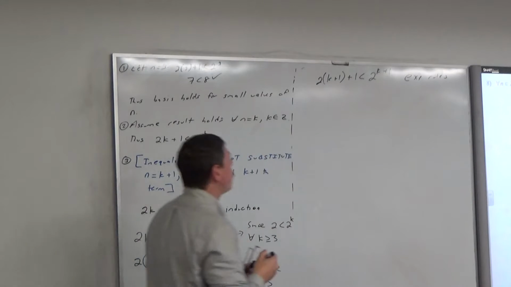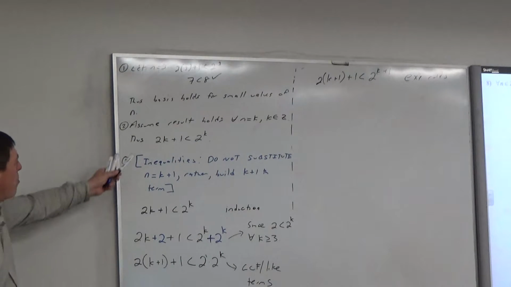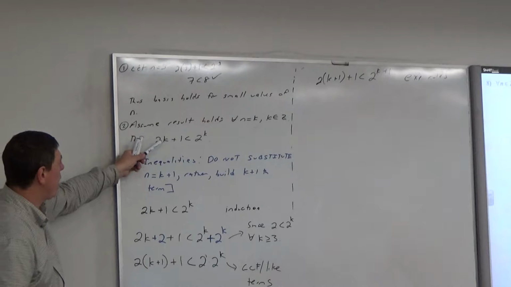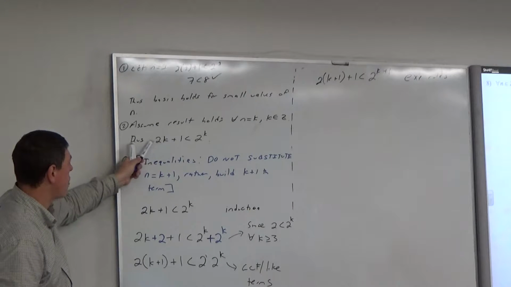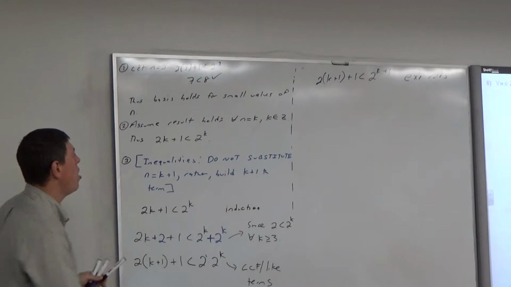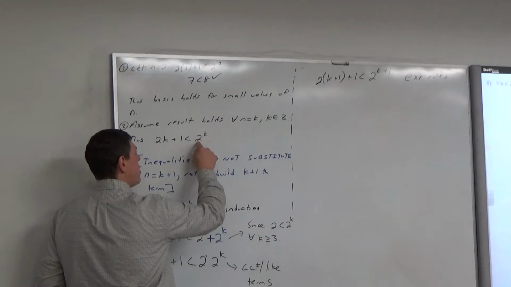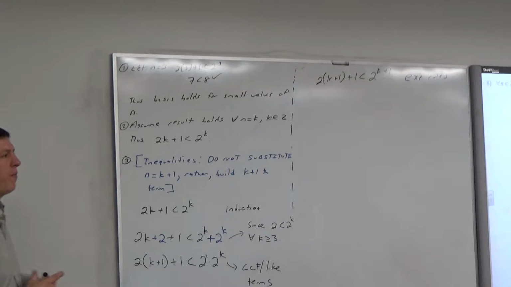And now what we've done is we've built the k plus 1th term. In the inductive step, we had 2 times k plus 1. Now we have 2 to the k plus 1 plus 1. On the right-hand side, we had 2 to the k initially. Now we have 2 to the k plus 1. Okay? Before I finish this off, what's the hard part about this problem?